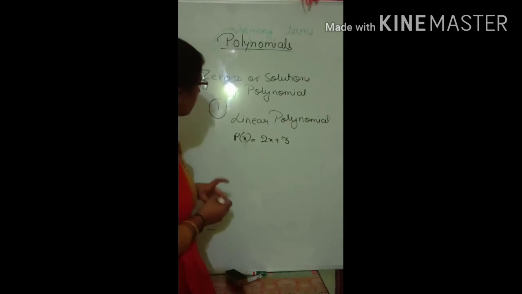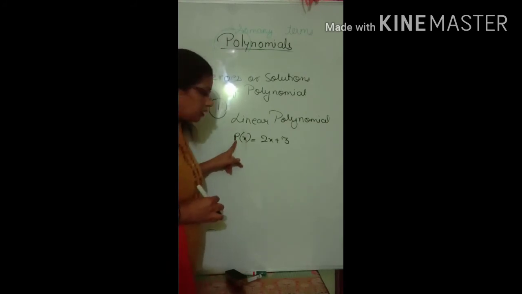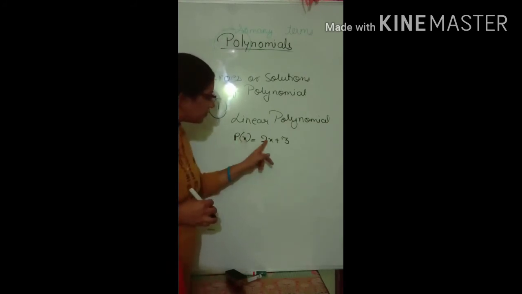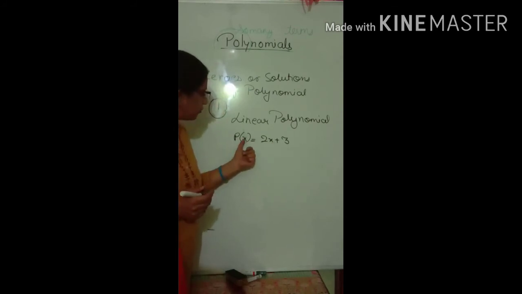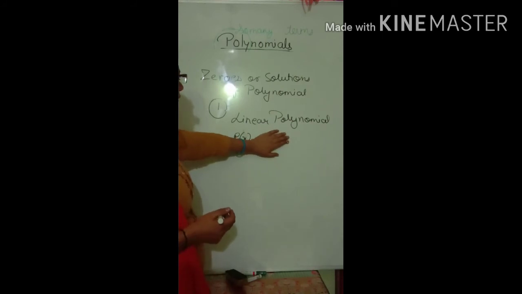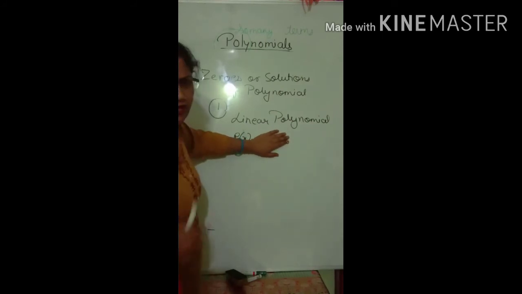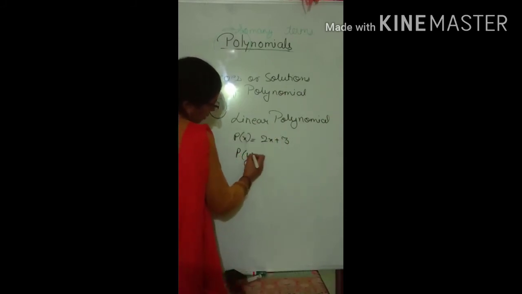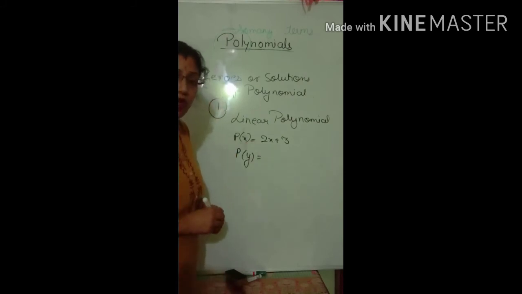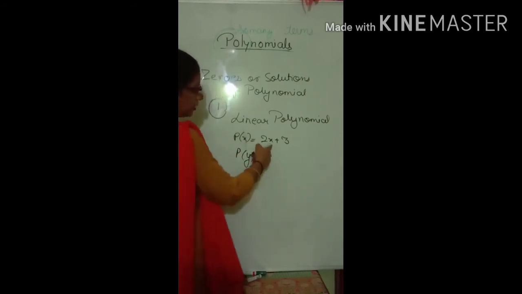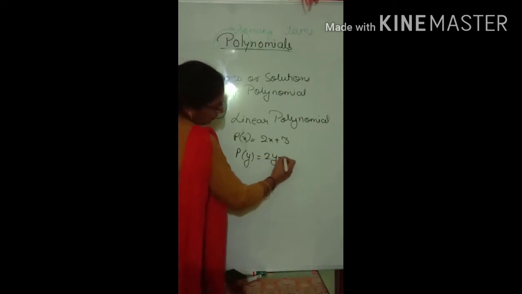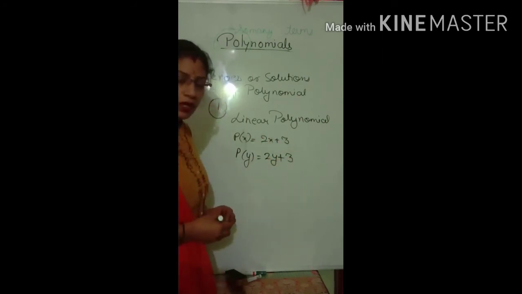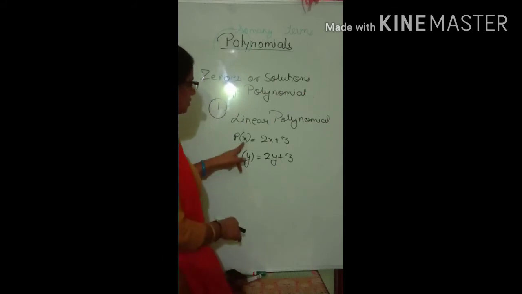That means P means polynomial. In the bracket x is written, that means here 2x plus 3 is a polynomial. What is the variable here? x. The polynomial of variable x. If I say write a polynomial of x, you will write 2x plus 3. If I say write p of y, a polynomial of variable y, you will write variable y here, 2y plus 3. The only difference is no difference. So this is the variable.